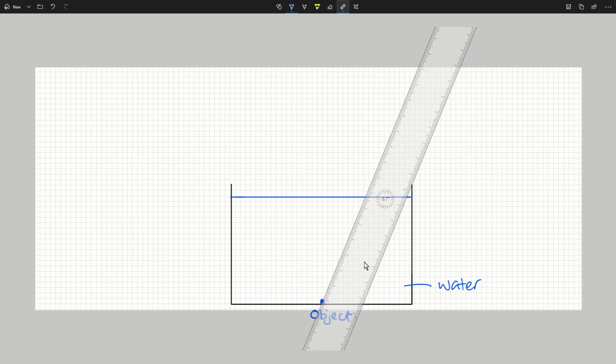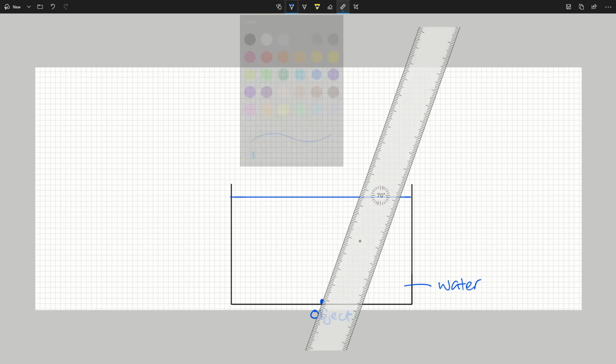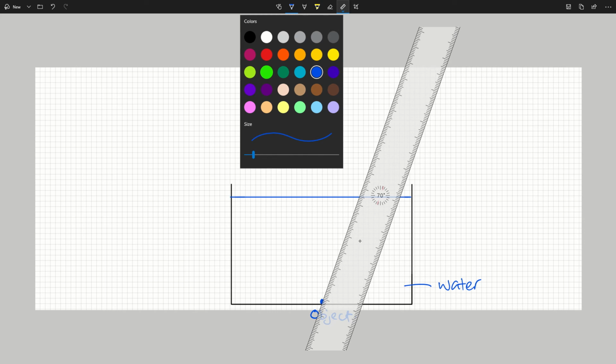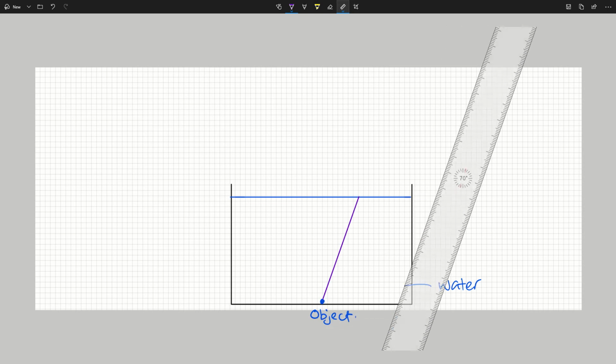Now, when the light strikes the object and reflects off the object, it strikes the surface of the water. Okay, it strikes the surface of the water, right? But I'm going to draw the second ray.